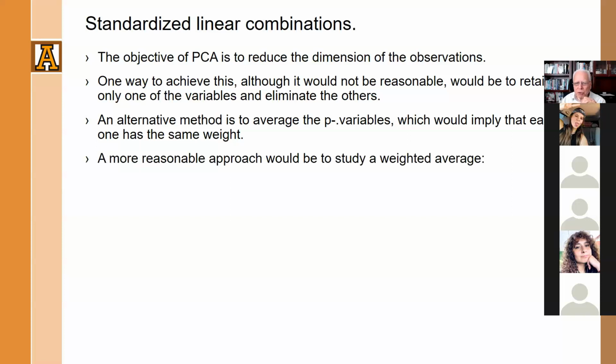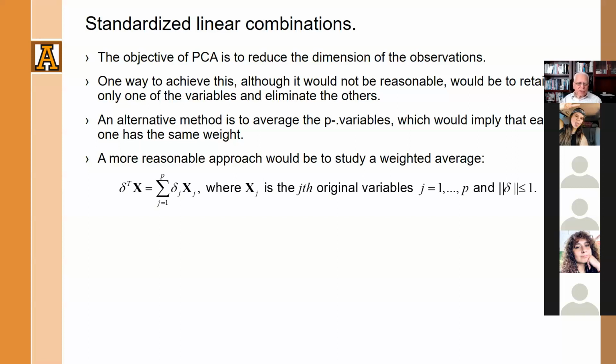A more reasonable approach would be to use a weighted average, because not all variables contribute to the variance of the whole set equally. So we define a linear transformation, delta transpose times x, which is the sum from j equals 1 to p of delta j times xj, where xj is the jth original variable. x1 is the first original variable, x2 is the second original variable, and so on.